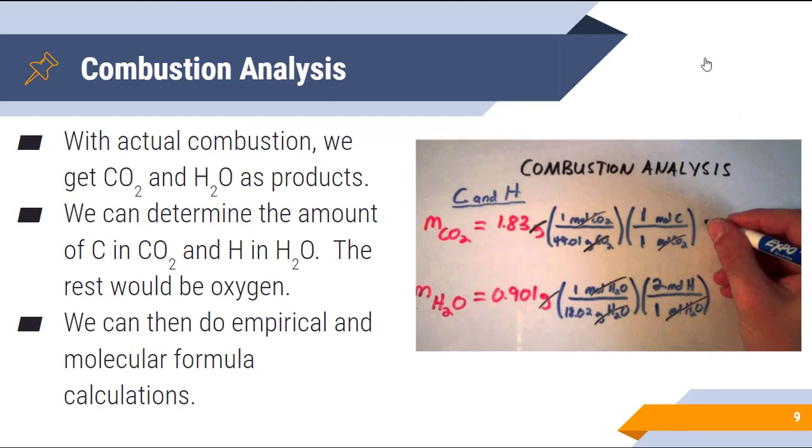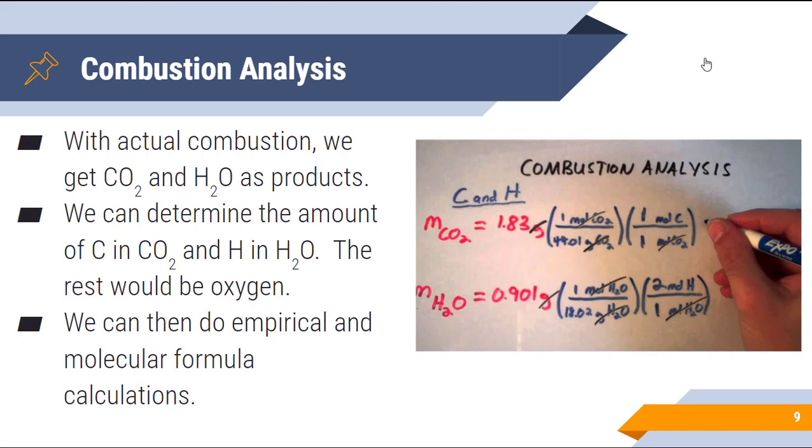Now, when we talk about combustion analysis, we get carbon dioxide and H2O as our products. Based on this information, we can do some molar conversions to be able to determine how much carbon we get and how much hydrogen we get, utilizing a little bit of stoichiometry trickery, so to speak. The rest then would be oxygen. We can then do empirical and molecular formula calculations. So if you look over here on the right, we can actually convert moles of CO2 to moles of carbon, because based on the coefficient, there is 1 mole of carbon in 1 mole of CO2, because it's C1O2.